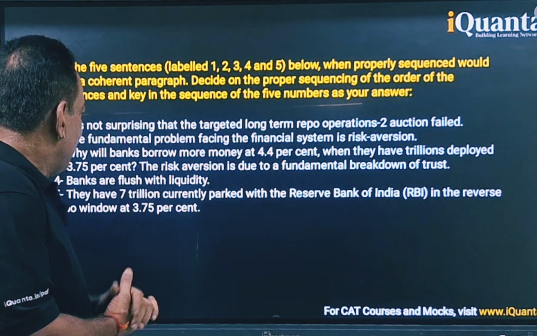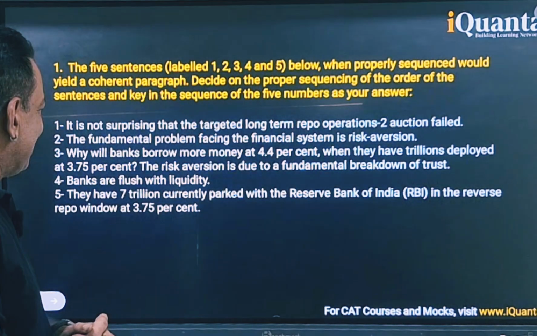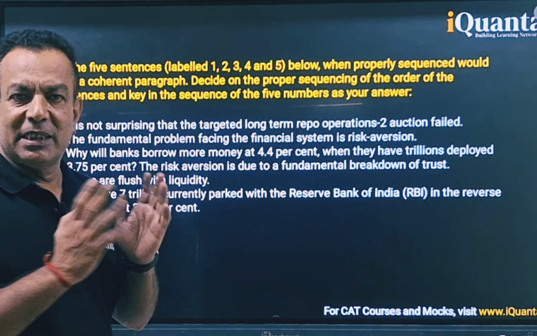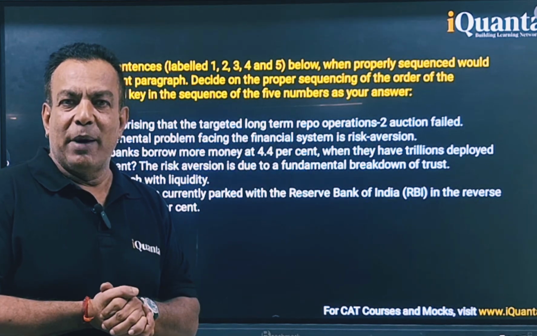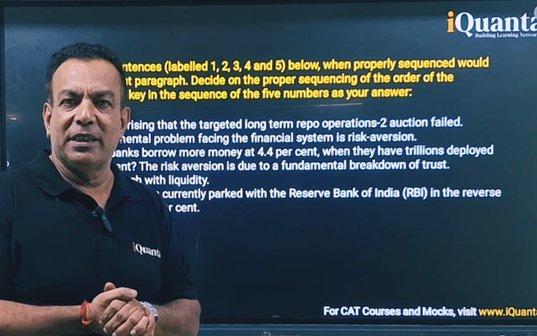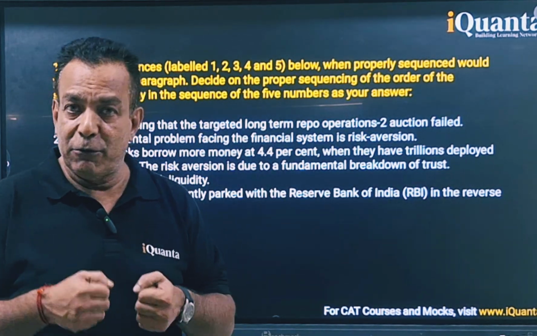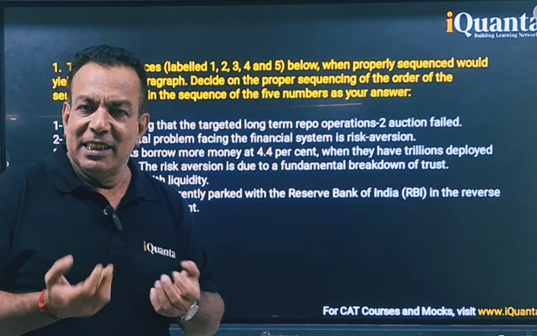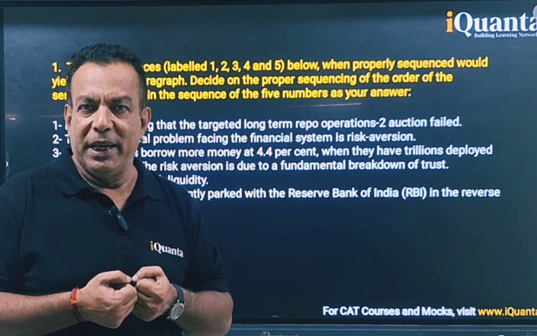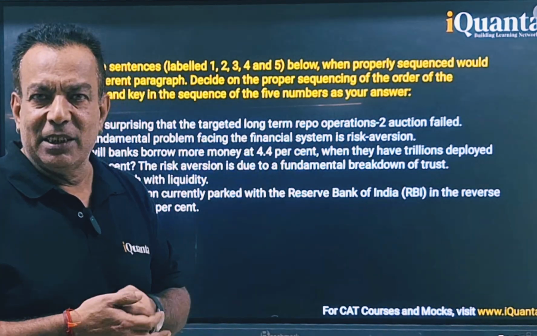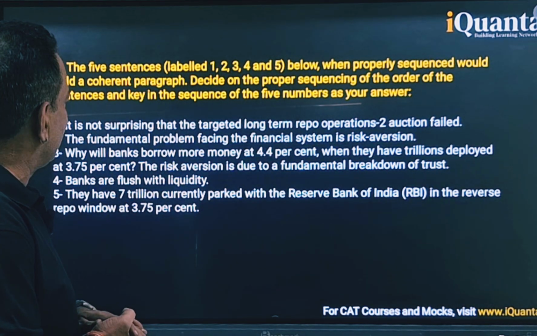They have 7 trillion currently parked with the Reserve Bank of India, RBI, and the reverse repo window at 3.75%. So what this problem is dealing with is the situation where the banks have this repo rate, the interest rate they have to pay when they borrow money from the Reserve Bank. That's the repo rate. And this is basically ascertained during an auction where the banks bid for the interest rate and accordingly it's determined.